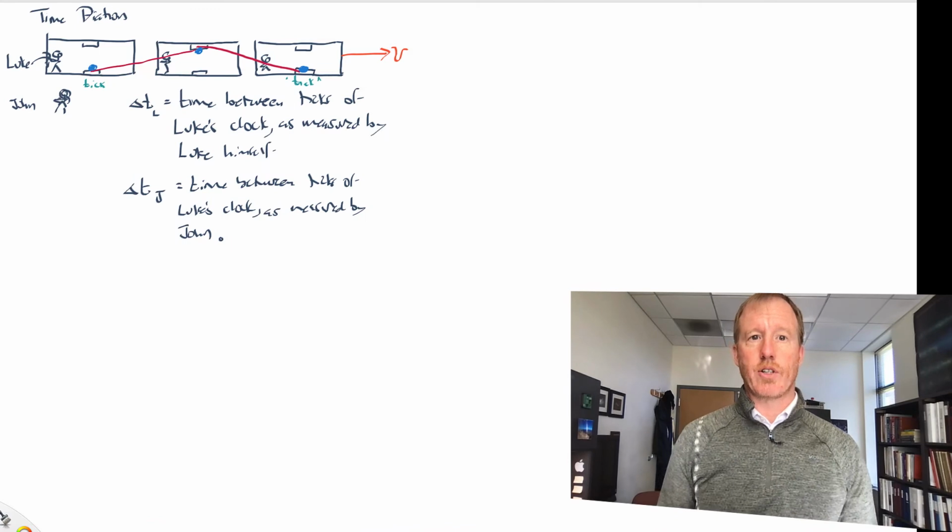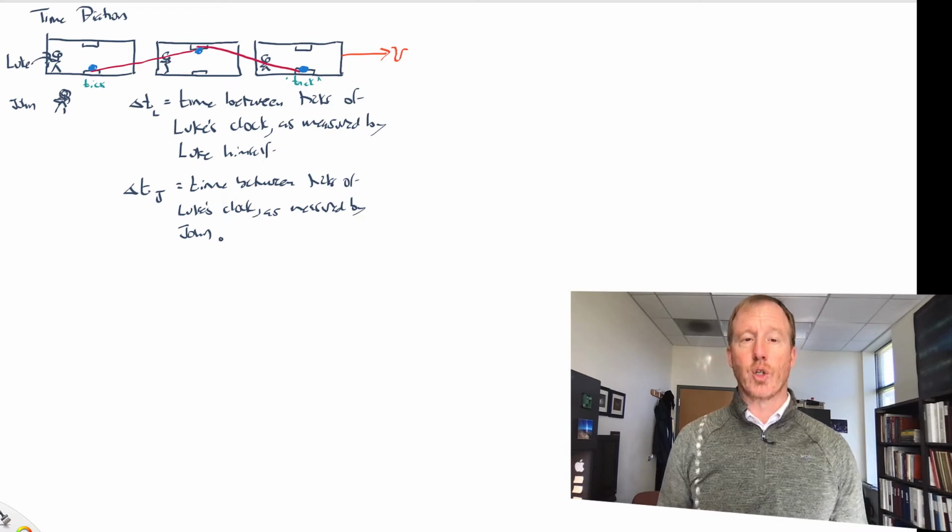Let's continue our discussion of time dilation. You might remember in my last lecture, we were considering a clock that consists of a ball bouncing back and forth between two bumpers on a spaceship. On the spaceship is riding a man named Luke, and Luke is watching this ball bounce back and forth. You might remember the ball is moving up and down across the spaceship at a speed u.